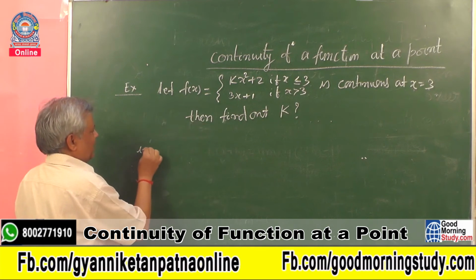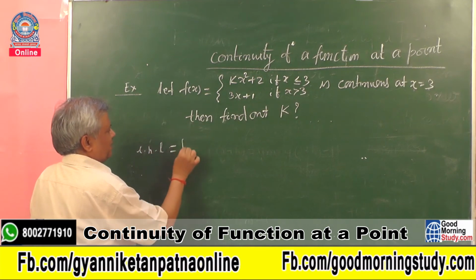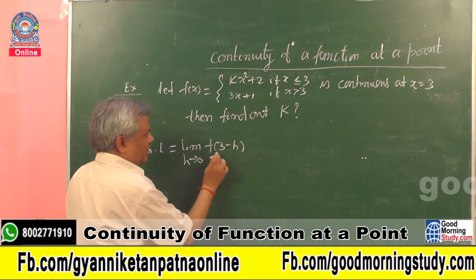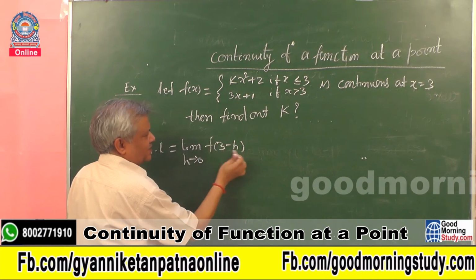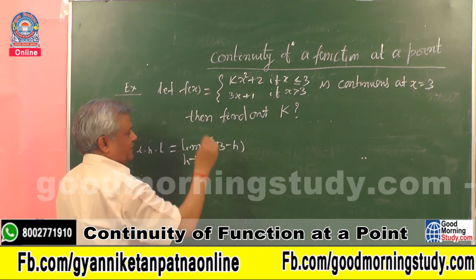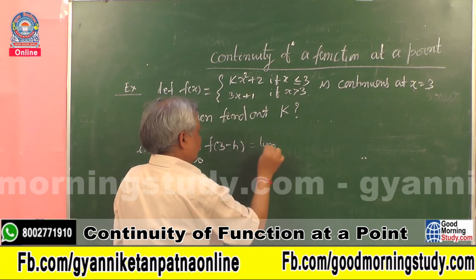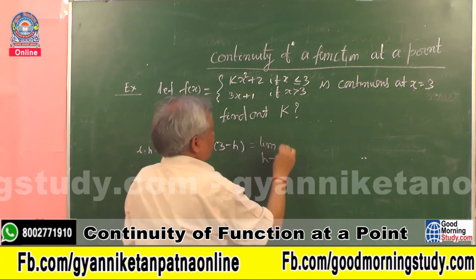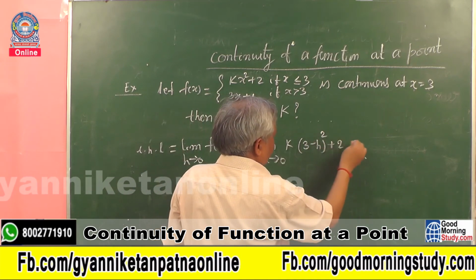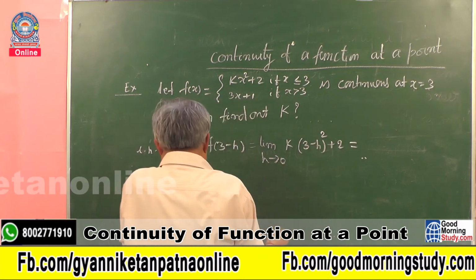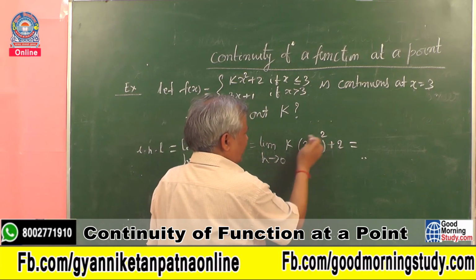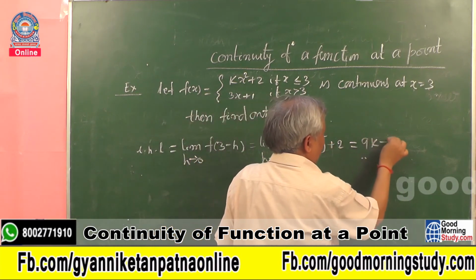Firstly we obtain the left hand limit, that is the limit h tends to 0 of f(3 minus h). Here in place of x I have 3 minus h, so it will be smaller than 3, and the definition kx square plus 2 will be utilized. So here we write the limit h tends to 0 of k times (3 minus h) whole square plus 2. We put h equal to 0, so it is 9k plus 2.